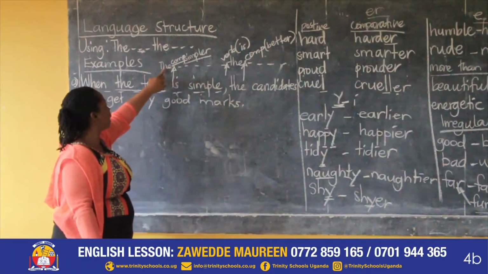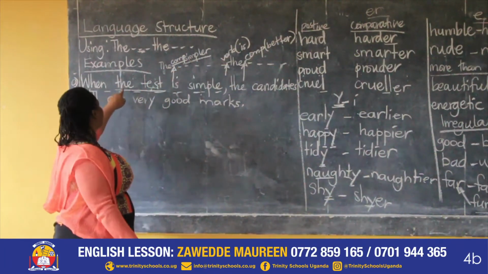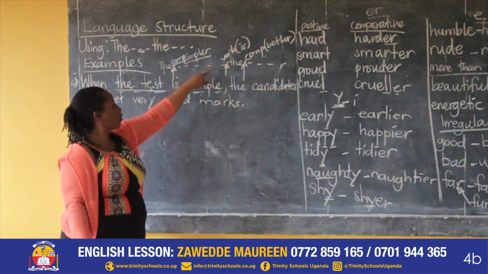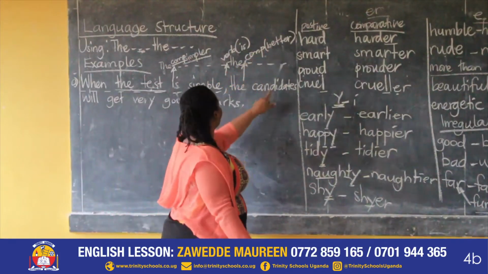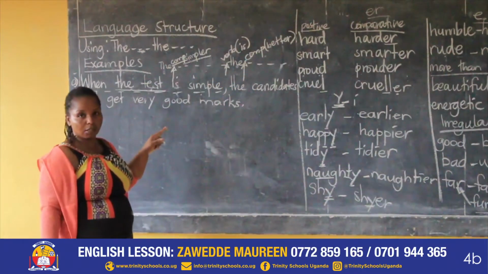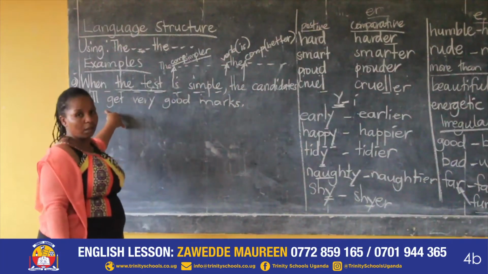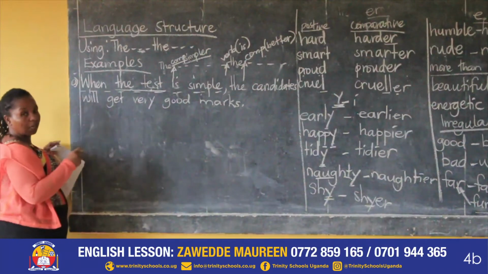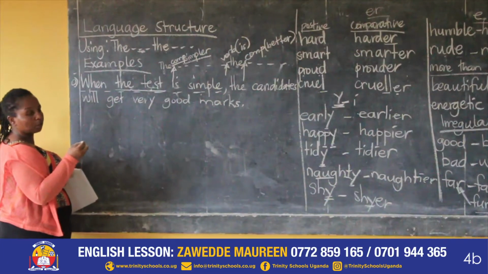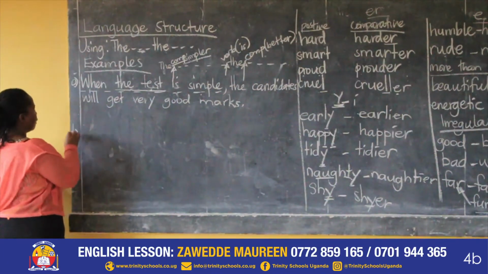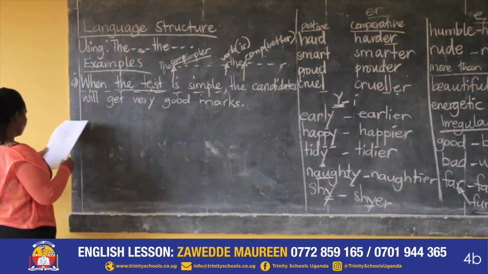Now, after plotting like that, we are going to go back and feed in these other words, because the setter's interests are these words that we have plotted. So we are going to say, the simpler the test is, the better marks the candidates will get. The simpler the test is, the better marks the candidates will get. We can get another example.